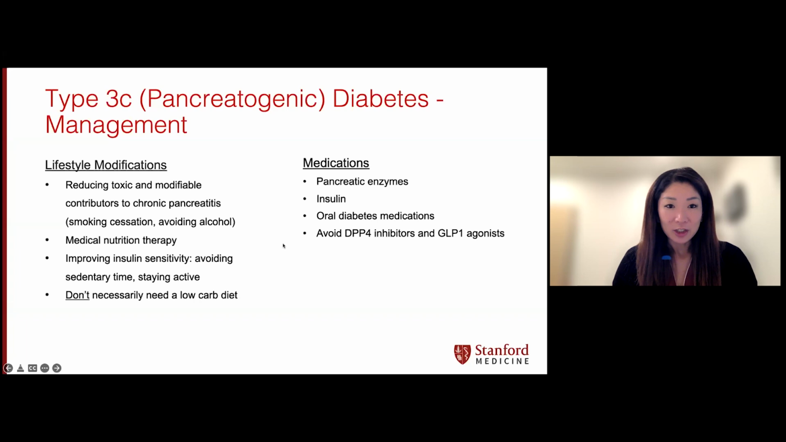In terms of medications, pancreatic enzymes may be used to help supplement for digestion. Patients who don't make enough insulin often need to be on insulin. For some patients who do make some insulin, they may be able to get away with some oral diabetes medications. And importantly, for patients with a history of chronic pancreatitis, for example, or pancreatic tumors, it's important to avoid certain classes of diabetes medications because there may be an association of these medications with a higher risk for pancreatitis as well.